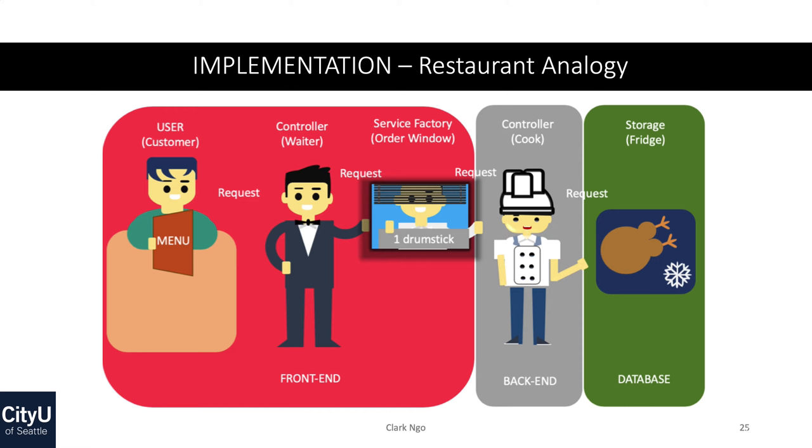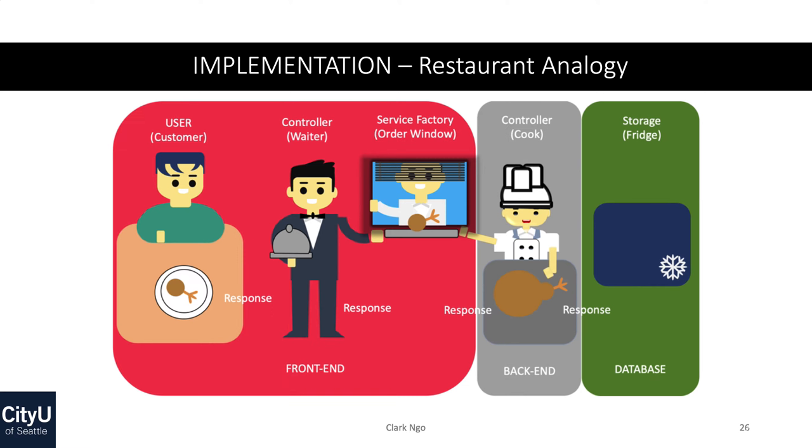As the learning curve is the main topic as well, to easily represent how the MEAN stack request and response work, I created a restaurant analogy, which basically has the user, which is the customer, the controller as the waiter, and the service factory as the order window, as part of the front end, with the customer ordering and the waiter sending that order to the order window. And then that order window would now request to the cook, or the controller, which also includes the model, and that back end would now request to the storage, which is the fridge, to grab that chicken. And that's from left to right, and next would be right to left.